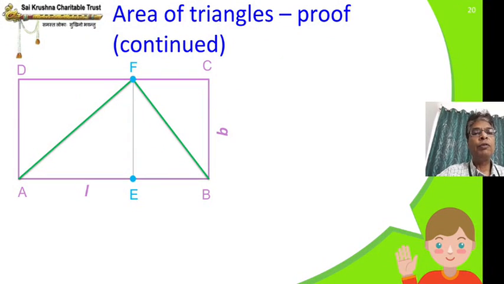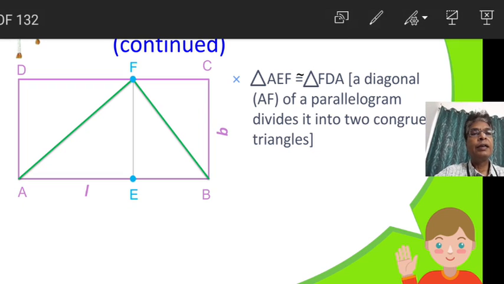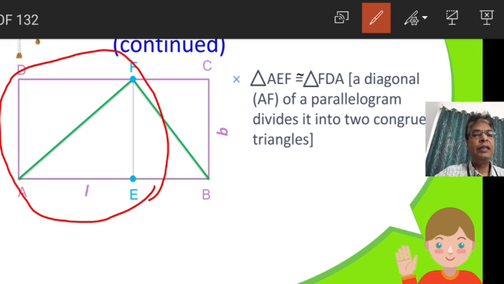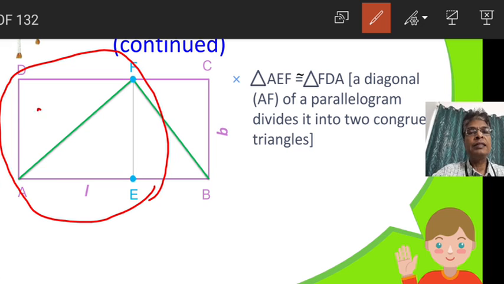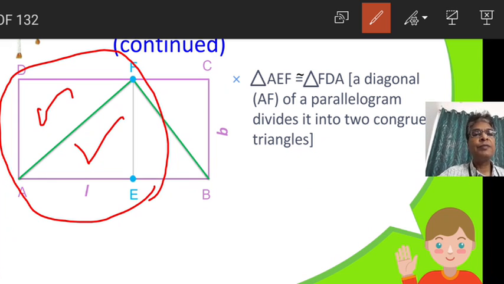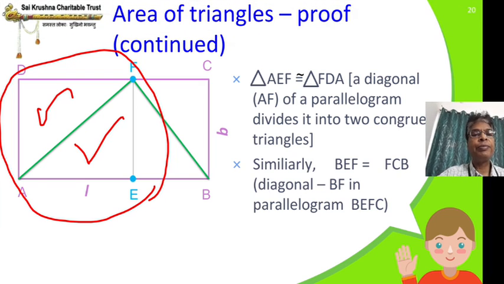So now what we are going to do, triangle AEF is congruent with triangle FDA. So now what has happened, since this is a quadrilateral, a diagonal AF divides it into 2 congruent triangles. So this and this, these two are 2 congruent triangles. Now let us move to the next point. These are very simple proof.